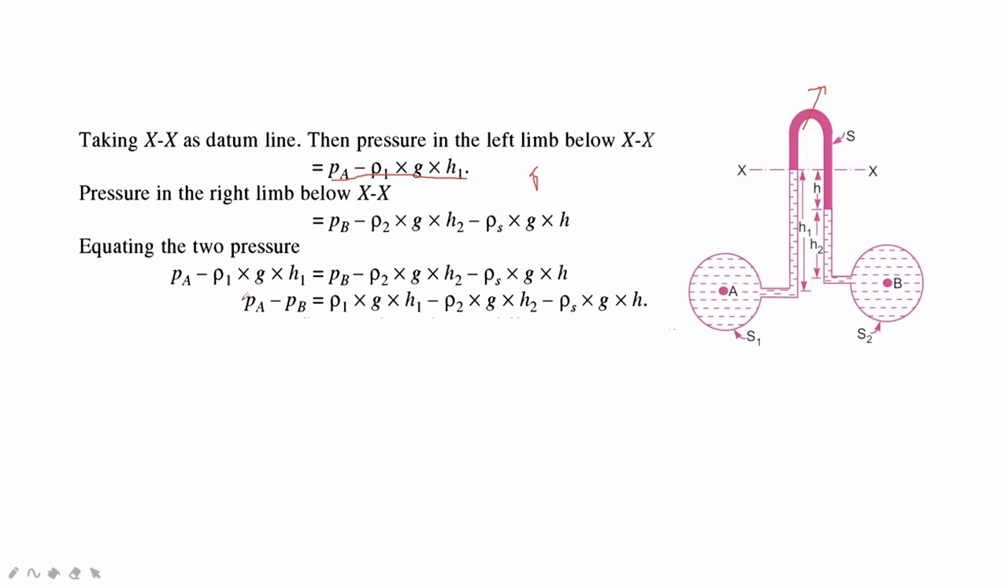Next, equate both, then you will get the differential pressure in the manometer: PA minus PB is equal to rho 1 G H1 minus rho 2 G H2 minus rho S G H. You can also simplify it more. Taking out G, it is G into rho 1 H1 minus rho 2 H2 minus rho S into H. Just remember that. So this was about the inverted U-tube differential manometers.